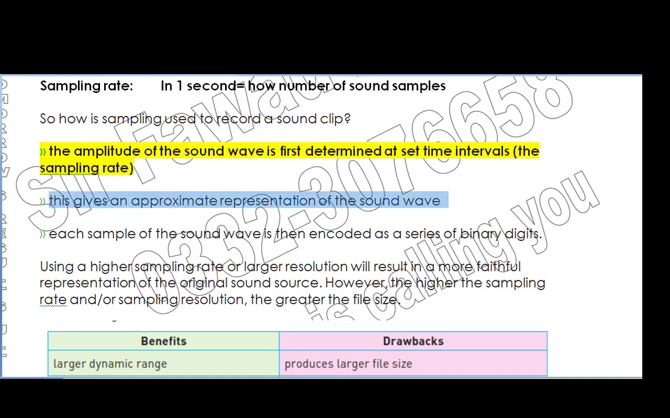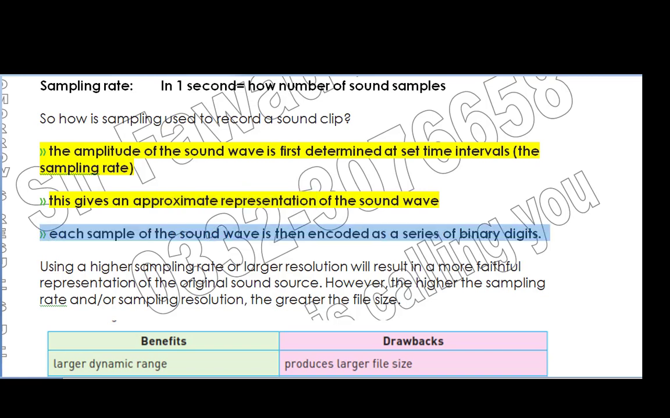This is the process that initializes. Next, the key factor is, let me highlight it again. This gives an approximate representation of the sound wave, because there is no fixed value. The third key factor: each sample of the sound wave is then encoded as a series of binary digits. When it finishes gathering the data, it goes for the process of encoding, which creates binary digits, so the computer can understand how to process this data.